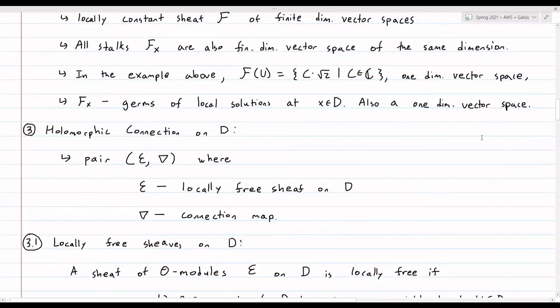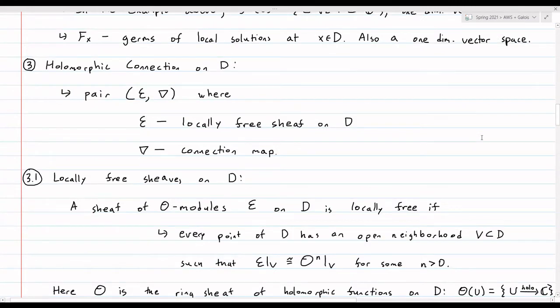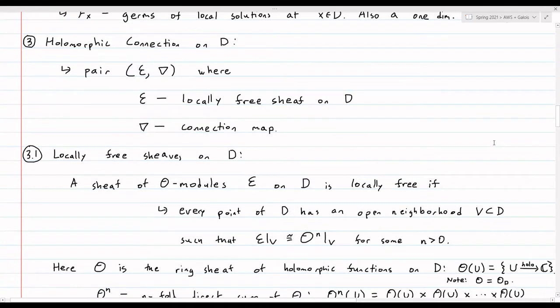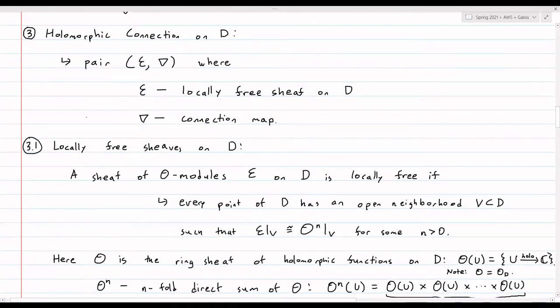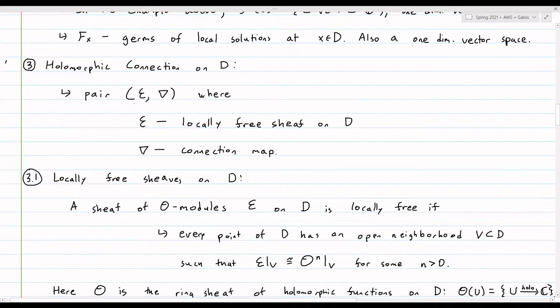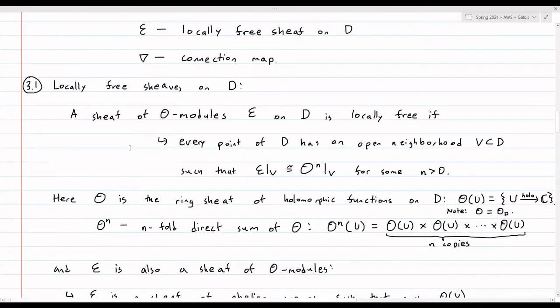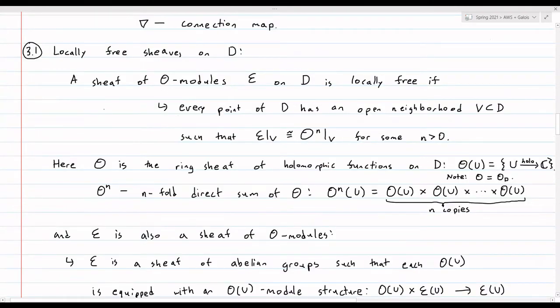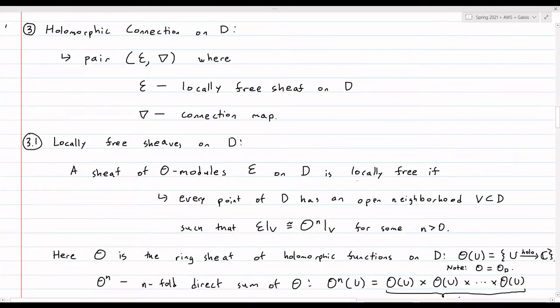And now we get to the third category, which is the holomorphic connections on D. This actually takes quite a lot to define abstractly. So let's start. A holomorphic connection on D is a pair (E, delta), where E is a locally free sheaf on my domain D, and delta is a connection map. I need to explain both of these things. First is the locally free sheaf on my domain D. So what is this? It's a sheaf of O-modules E on D, and it's locally free. So we want to understand locally free sheaves on D.